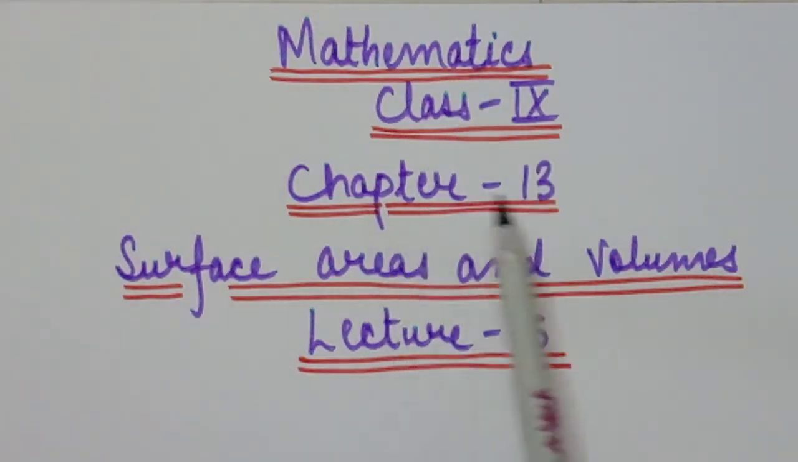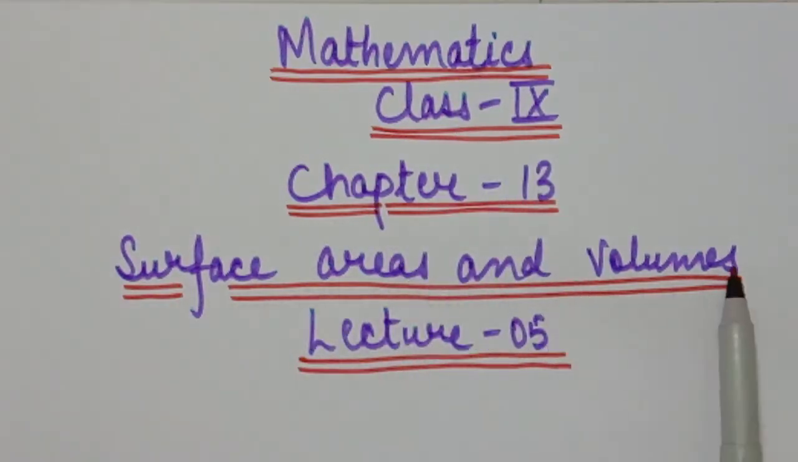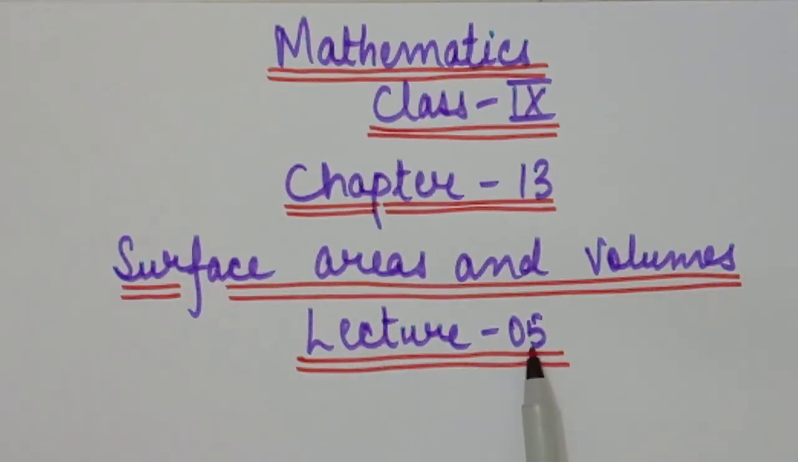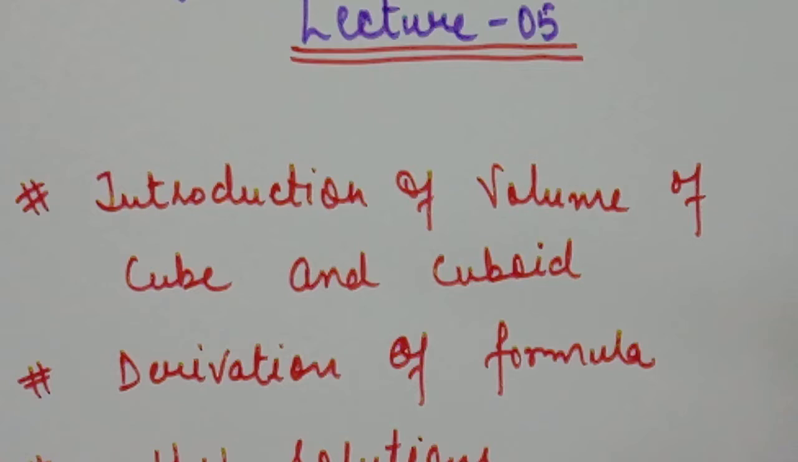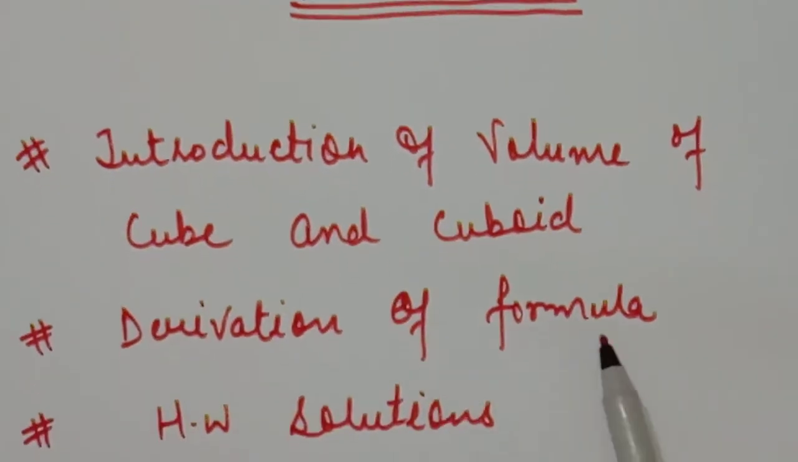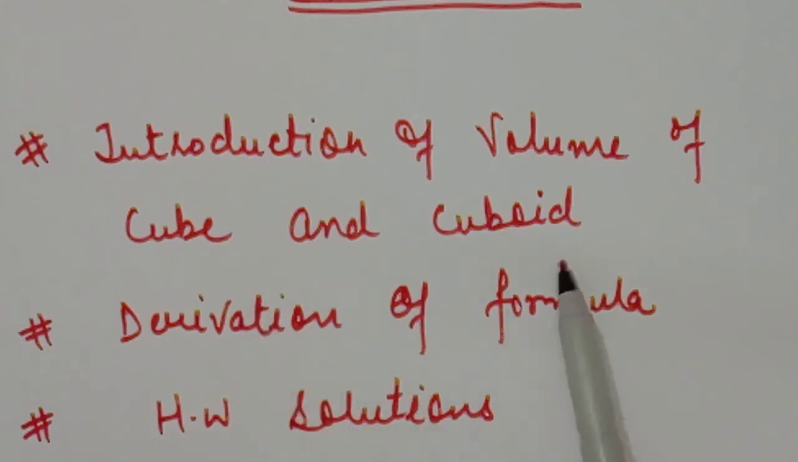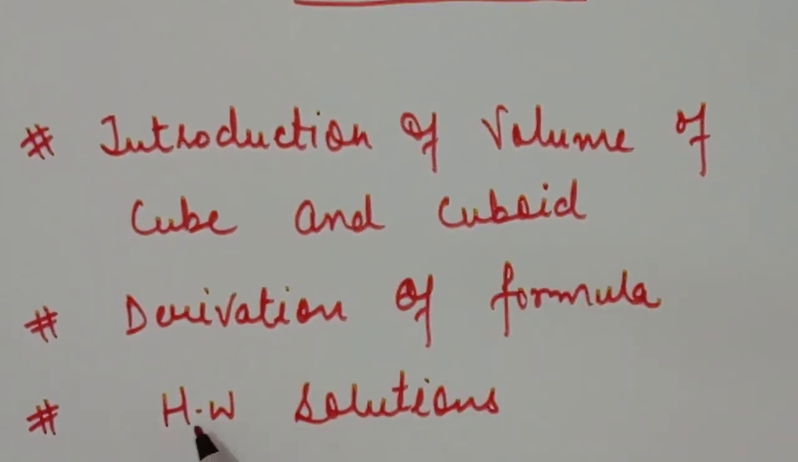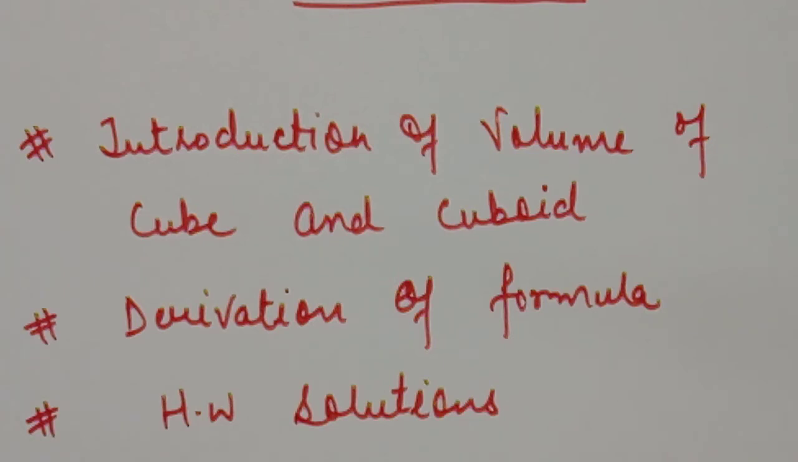This is class 9th, chapter 13, surface areas and volumes of the given figures, and this is your lecture 5. In this lecture we will discuss introduction of volume of the cube and cuboid, derivation of formula for cube and cuboid, finding the volume, and then homework solutions of your previous lecture number 4. So students, we will start our lecture with the introduction of volume.